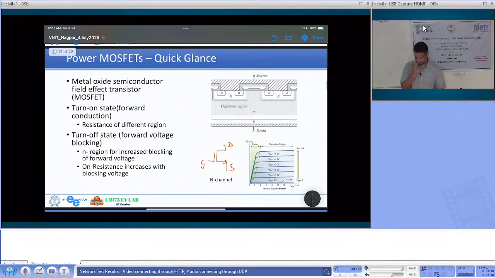Okay, let's first see what a MOSFET is, what an IGBT is, what the difference is, why we are talking about wide band gap devices, and how it really helps us.